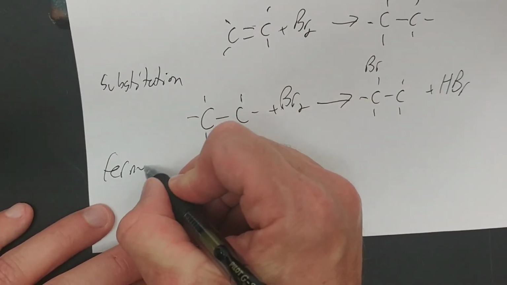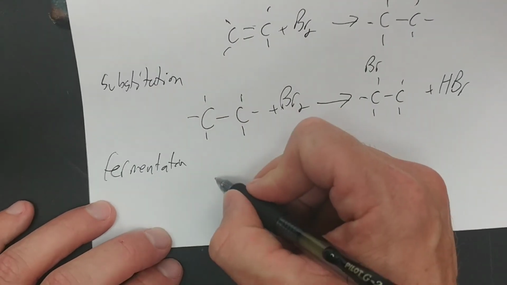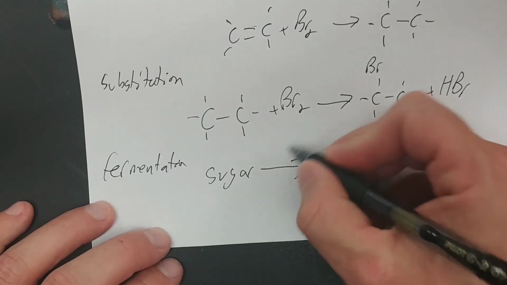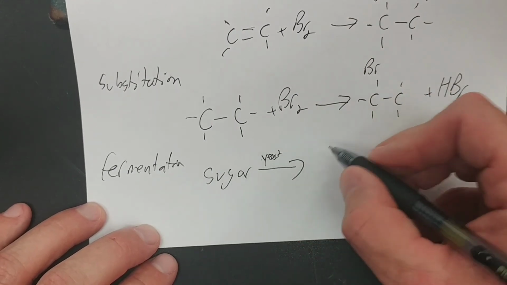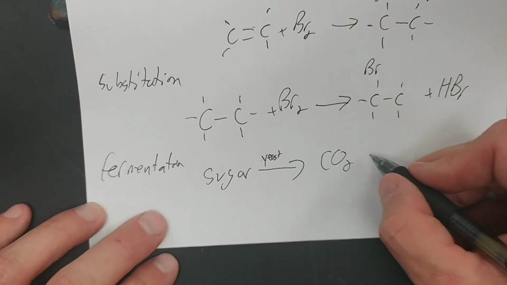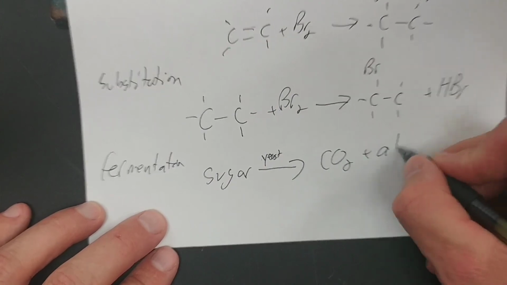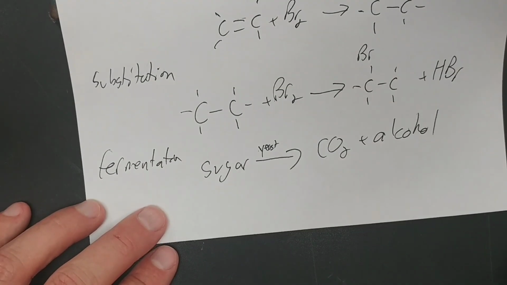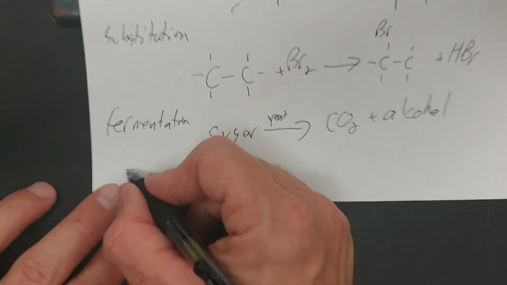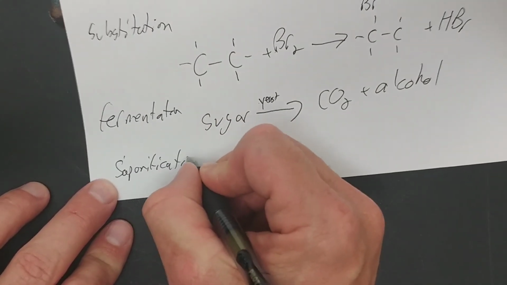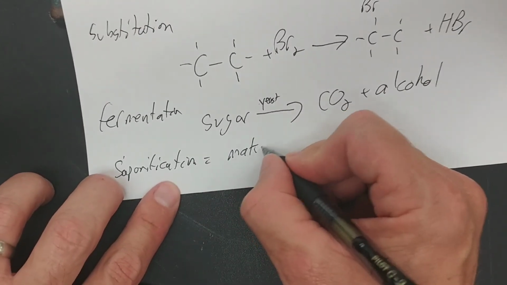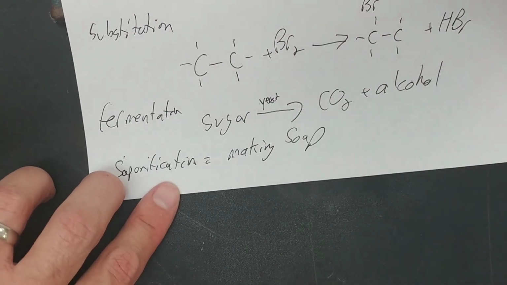Fermentation. Sugar, in the presence of an enzyme, a catalyst provided by yeast, makes carbon dioxide and alcohol. Ethanol, usually. In the space I have here, saponification, making soap. What's left? Polymerization.